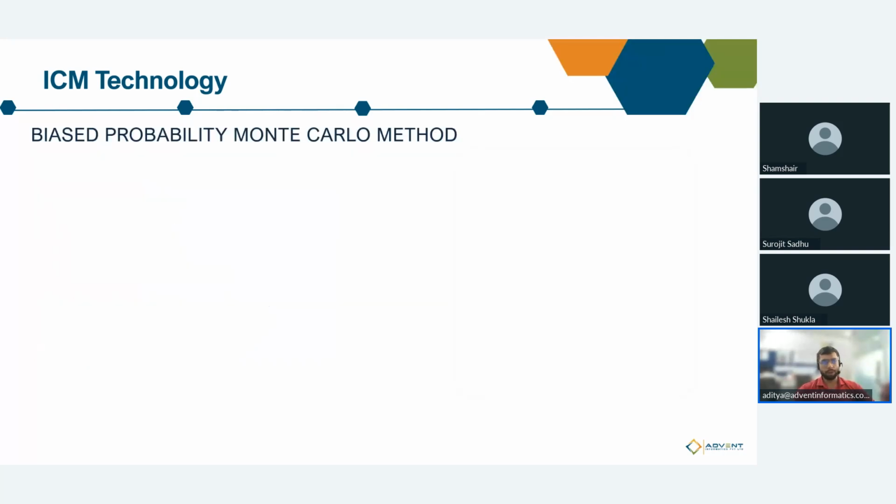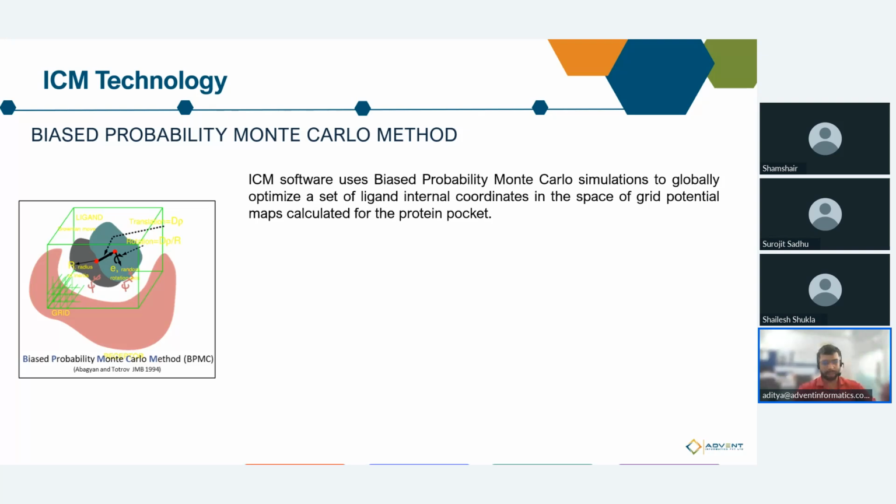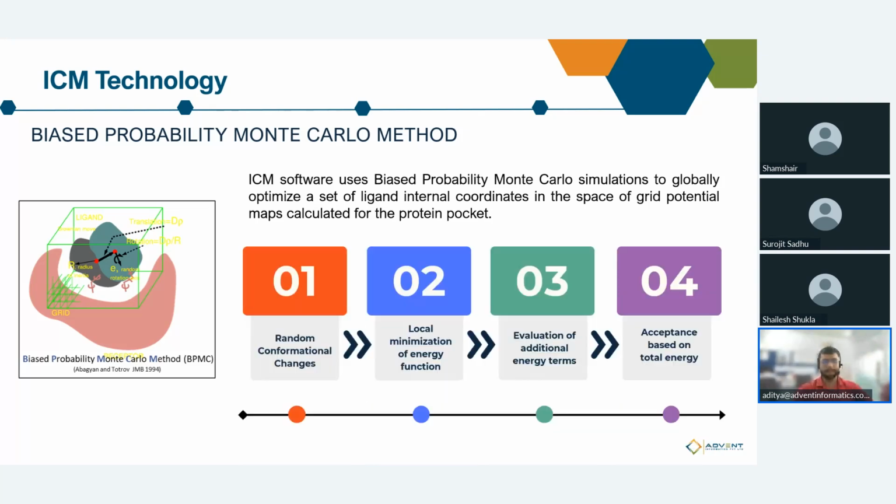The second technology we need to understand is biased probability Monte Carlo methods. This is a sampling algorithm in which there are 4 different steps. Firstly, if you have a structure, then random conformational changes will be made to that structure. Next, the local minimization will be done of that structure. In the third step, additional energy terms will be calculated, like solvation energy, entropies, and all such things.